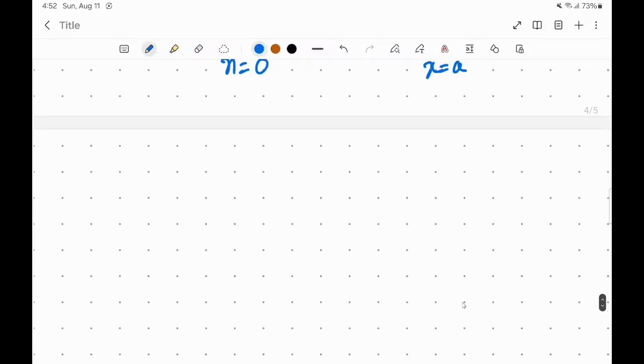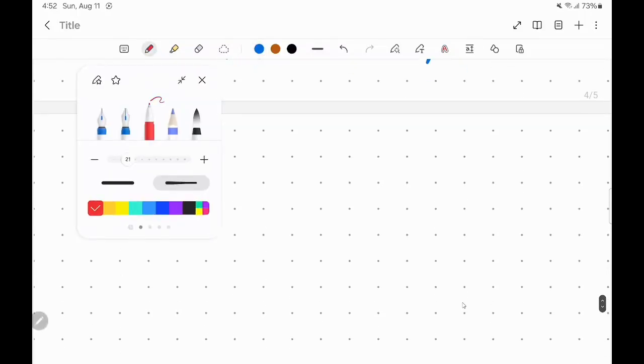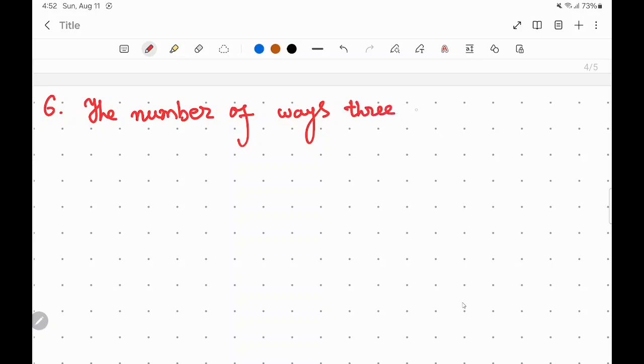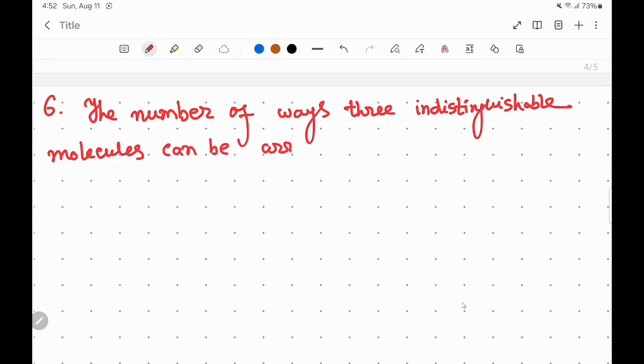Okay, so now question number 6. The number of ways three indistinguishable molecules can be arranged. What will be the answer?